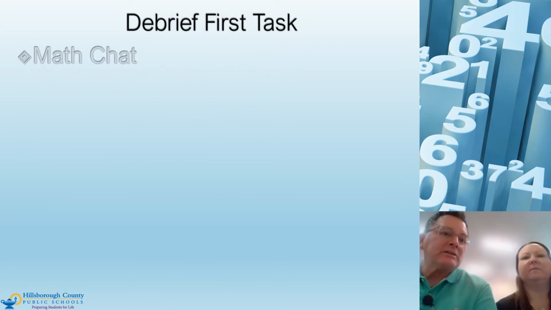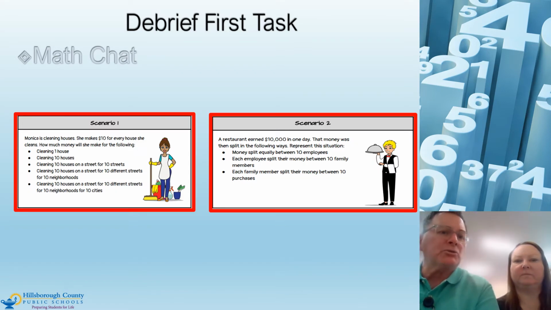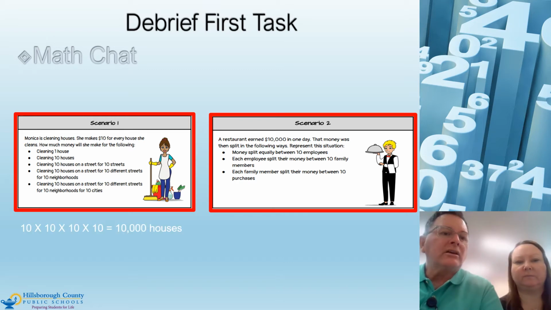So now that everyone's had an opportunity to solve these two scenarios, we're first going to focus on scenario 1. Shanna, how did you, and I'm sure most of the fifth grade teachers engaged in this Math Dive in 5, how did you solve it? Well, Daryl, I ended up multiplying 10 four times, so 10 times 10 times 10 times 10, and got 10,000 houses. So is that what you're saying there?